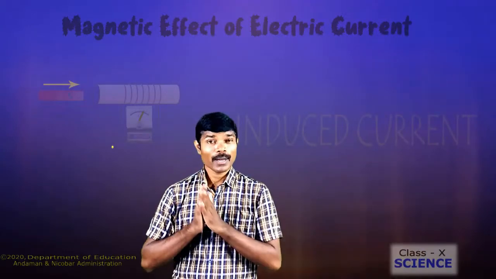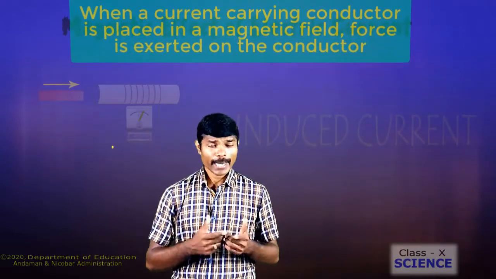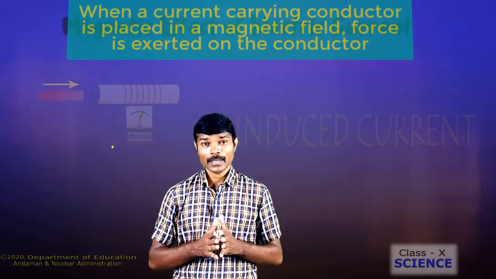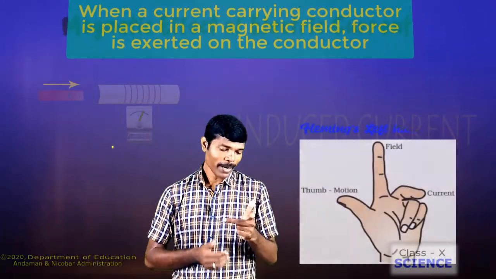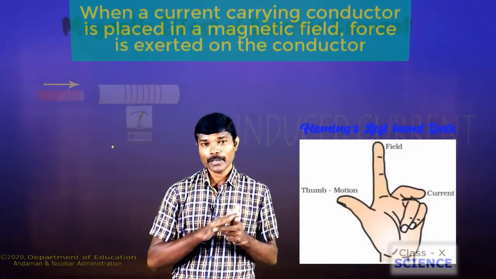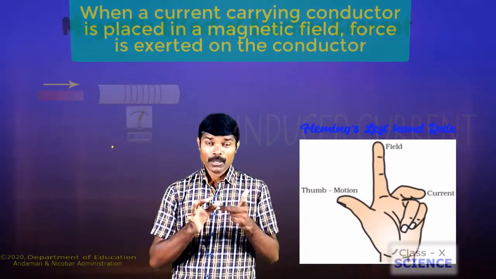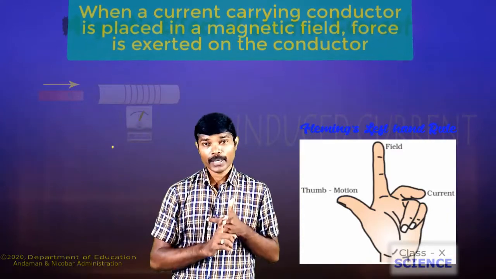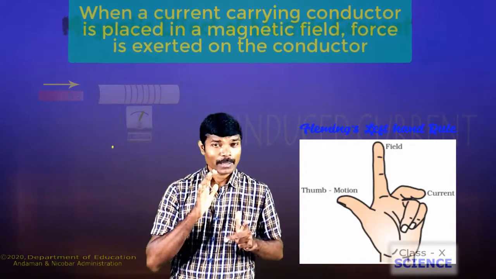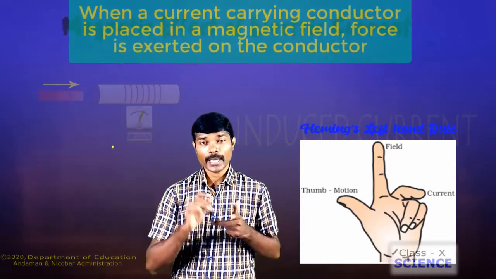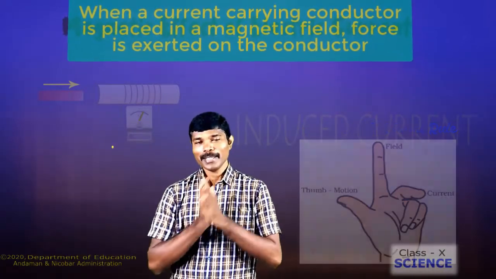We have also seen that when a current carrying conductor is placed in a magnetic field, a force is exerted on the conductor. To know the direction of the force, we have used Fleming's left hand rule. Can you recall? We extend the first three fingers so that they are perpendicular to one another. The central finger indicates current, the forefinger indicates magnetic field, and the thumb indicates motion. So this is what we have seen in the last episode.